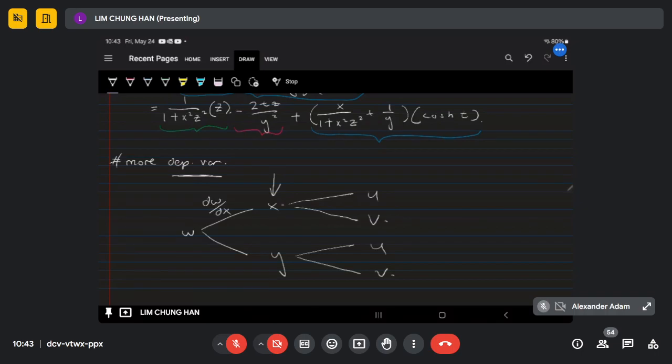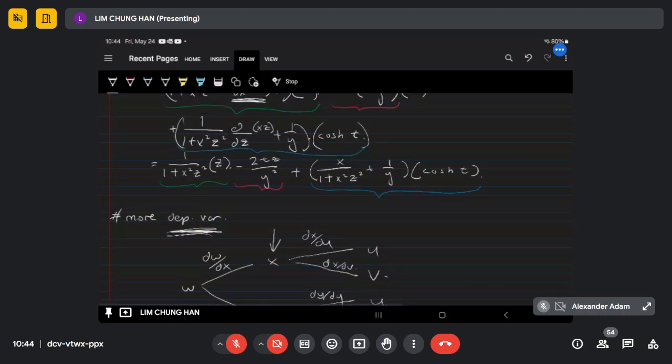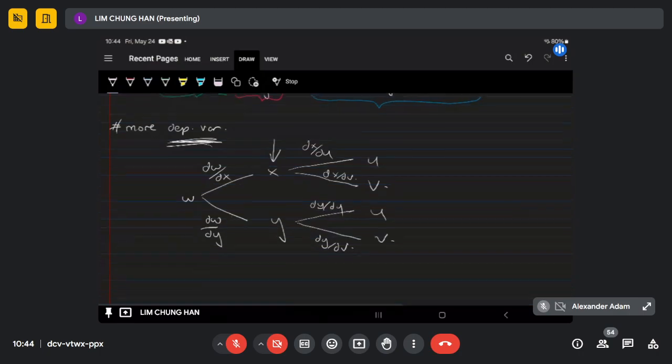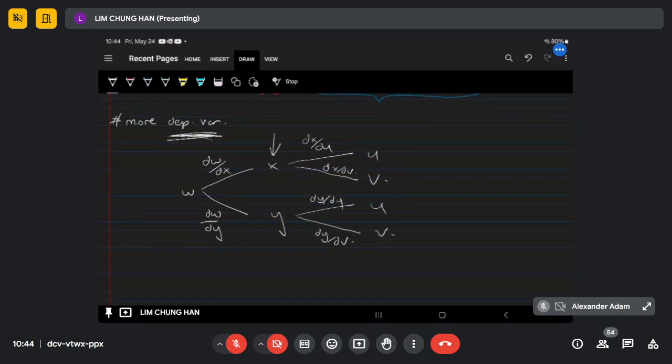Okay, more dependent variables. So therefore, your full derivative would be dw dx dx du, dw dx dx dv, and then the bottom part dw dy dy du, dw dy dy dv. So therefore, if you increase the number of dependent variables, you actually increase the number of possible solutions. Now, instead of previously only one solution, now you can have two solutions. The more dependent variables you have, the more solutions you have.